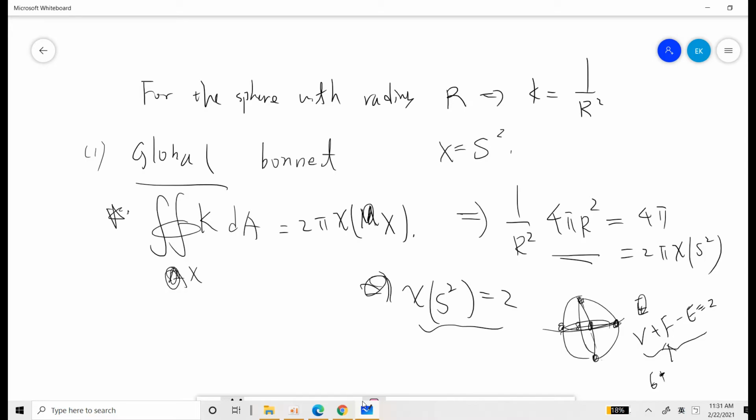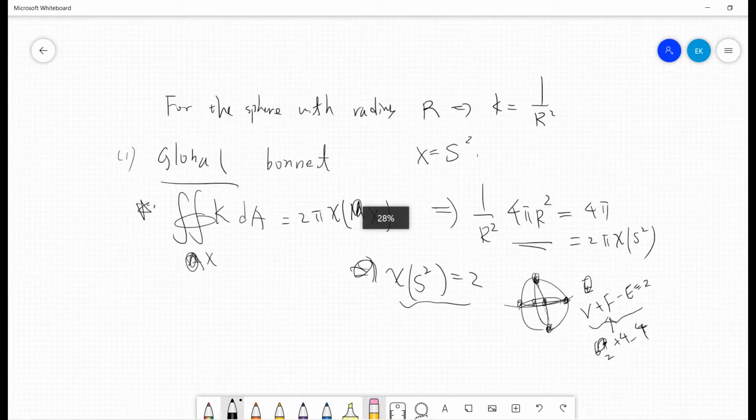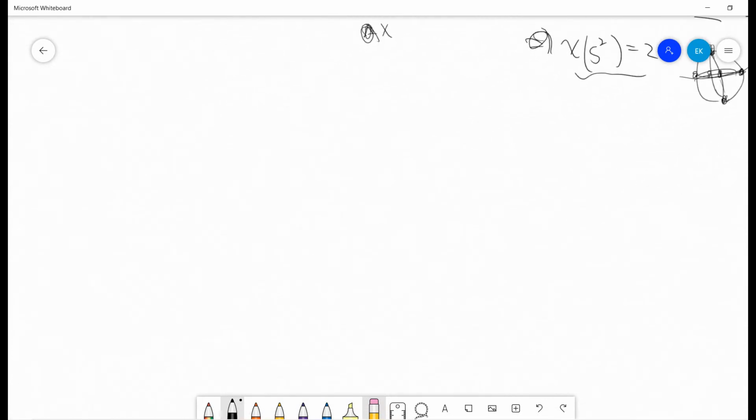Let's see. Oh, sorry, there's no list. So we have, let me see, oh, so we have 2 vertices, right? 4 faces, 4 edges, right? So we get 2. Okay, so the global Gauss Bonnet just tells us the Euler characteristic. So let's see the local Gauss Bonnet.